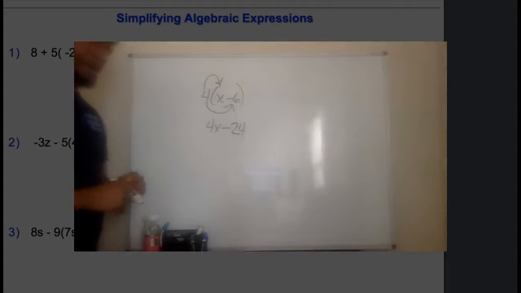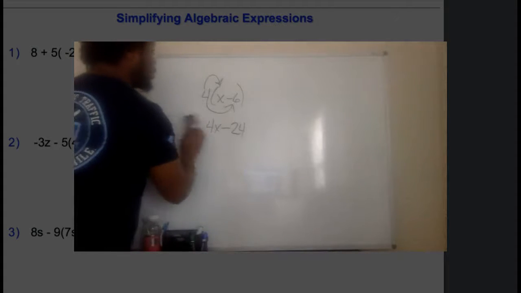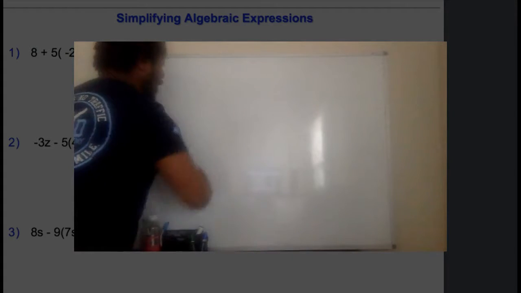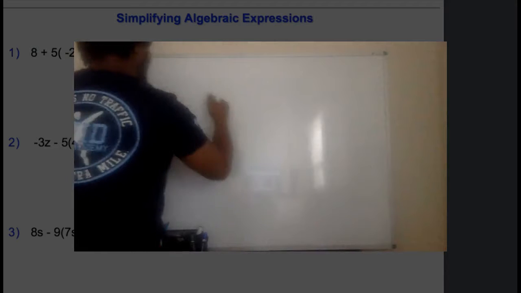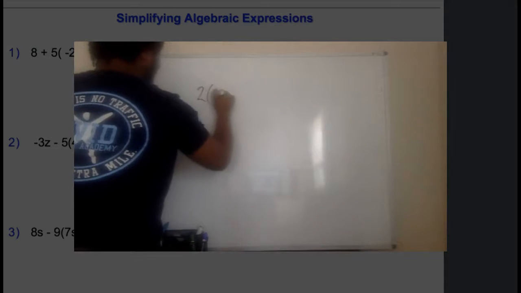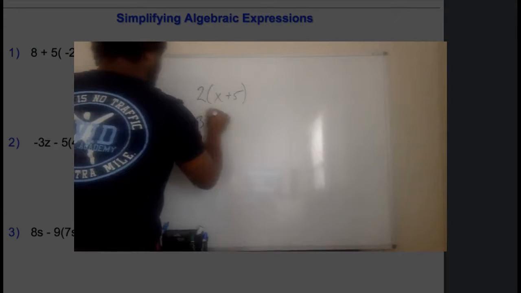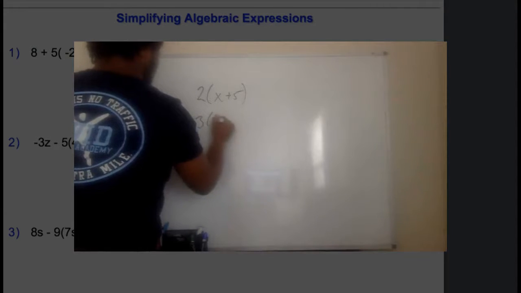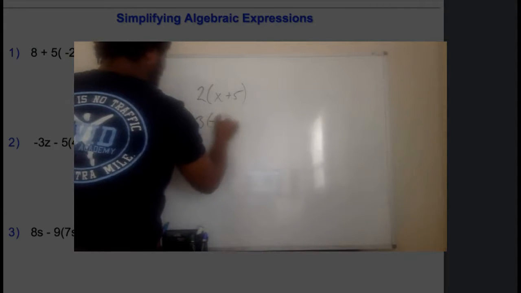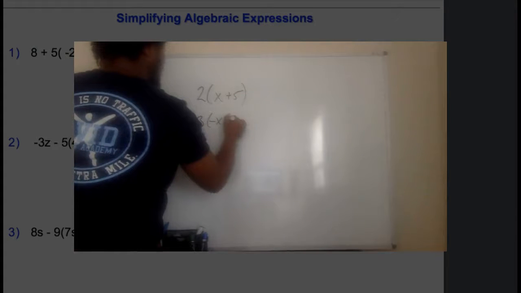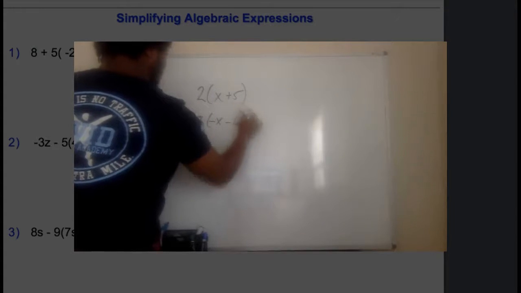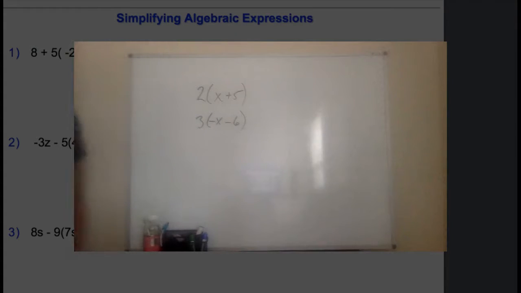Alright? So, I'm going to give you one, and I want you to try it. Actually, I'm going to give you a couple of them. Let's do 2 times x plus 5. And then let's do 3 times negative x minus 6. I want you to pause the video and try those two. This is just a little quick practice.